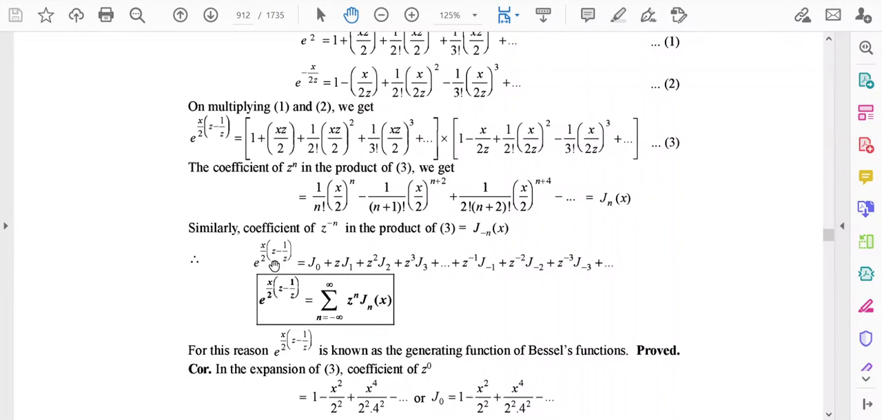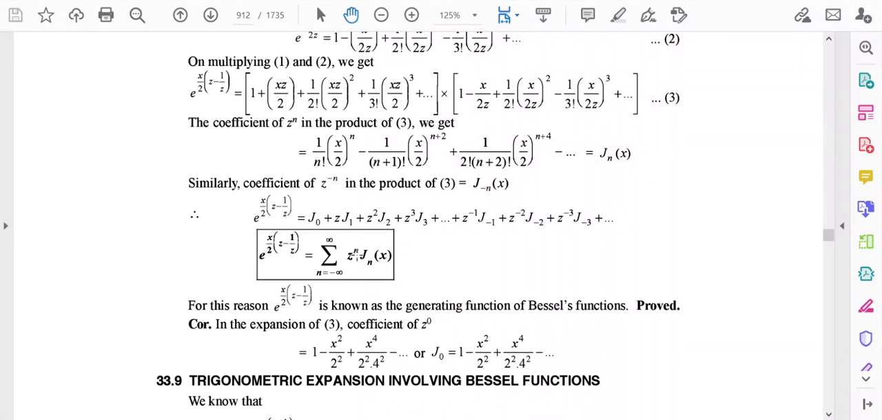Therefore, as this series can be expanded in the powers of z, we can write the expansion of this exponential series in this summation form, that is, the sum of z to the power n Jnx, where n goes from minus infinity to plus infinity.